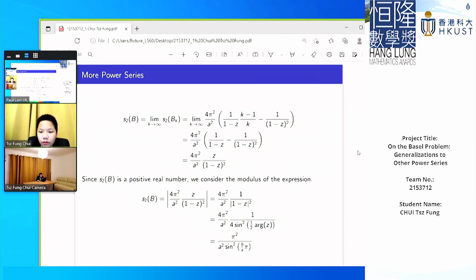But this is not the answer we want here, as we do not expect the final form to contain z. Notice that although z is a complex number, as the whole fraction is real, we can write the given expression to be equal to its modulus. Then some algebra gives the answer, which is pi squared over a squared sine squared of b over a pi.